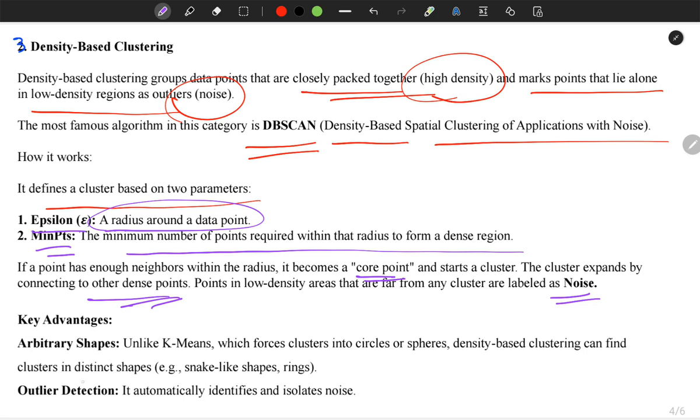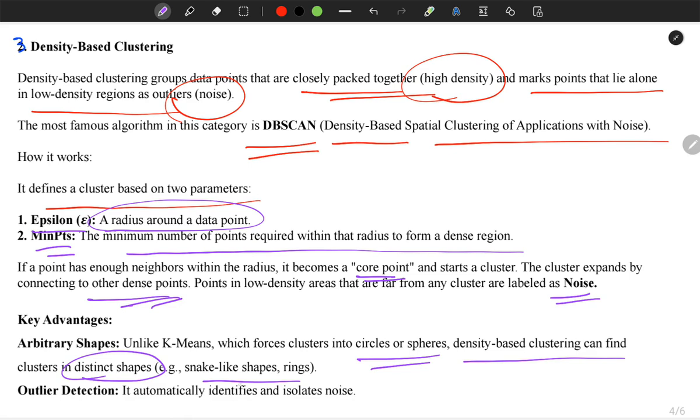Key advantages, basically arbitrary shapes. Unlike k-means, which, as we saw, forces clusters into circles or spheres, density-based clustering can find clusters in different shapes. That is the biggest advantage we have. Non-spherical shapes can also be worked out in density-based clustering, for example snake-like shapes or rings. Outlier detection is also very easy in the case of density-based clustering.